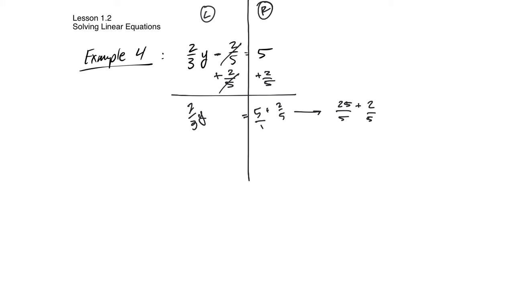Each of them are over 5 now, right? What do I have to do to make that a 5? I multiply the top and the bottom by 5. We add, I get 27 over 5. So that's what I have. 2/3 y equals 27 over 5.